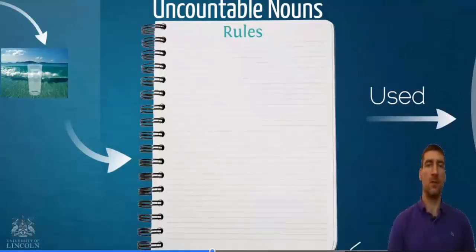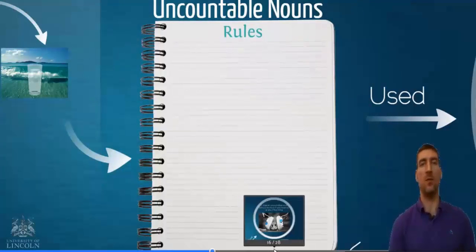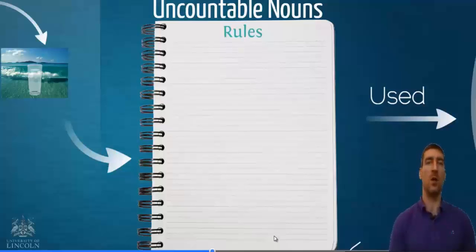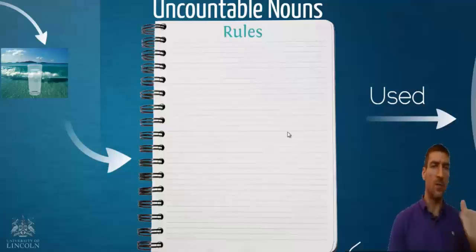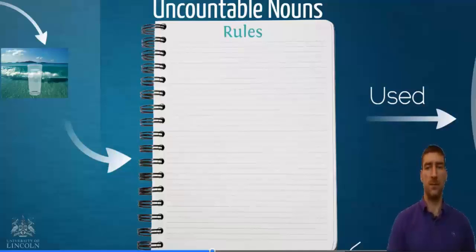Right. So some of the rules that we can follow in order to know what to do with articles with uncountable nouns. Firstly, let's get a pen here. We cannot use the articles a or an.